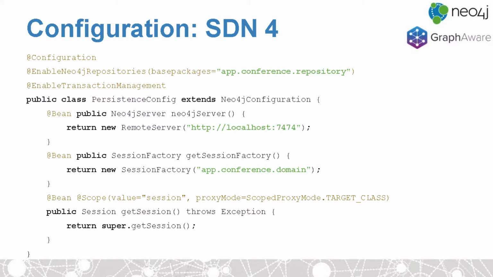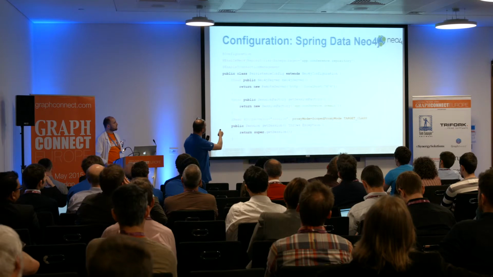I just want to show you a few things. First of all, we enable the Neo4j repositories in exactly the same way as you would expect to do, with your base packages pointing to your repository directory or path. Enable transaction management, as you expect. The interesting stuff, the new stuff, is Neo4j server, get session factory, and get session. So I'm just quickly going to run through those things with you. This is a standard config you'd use. Here we're using a remote server.